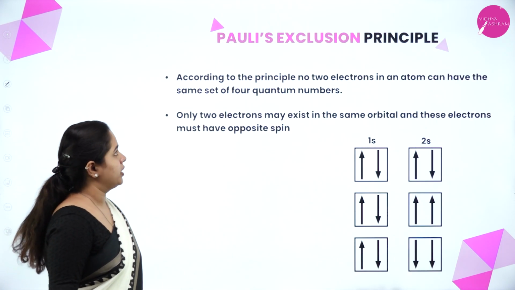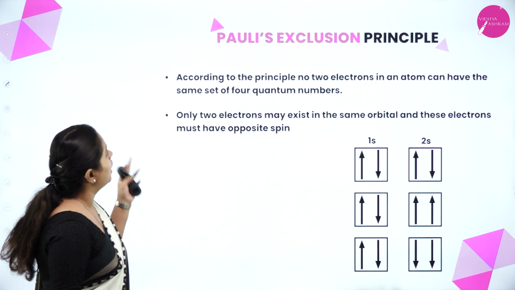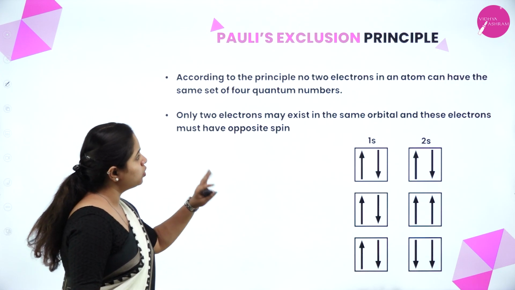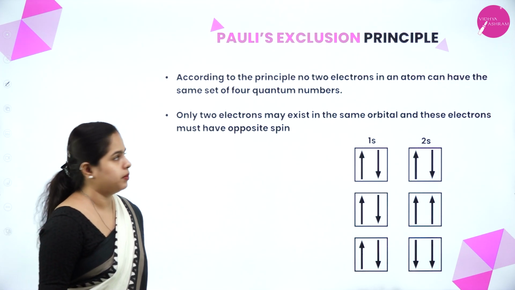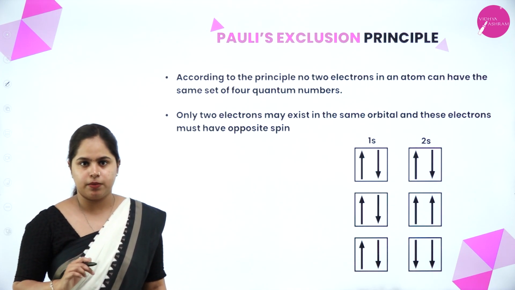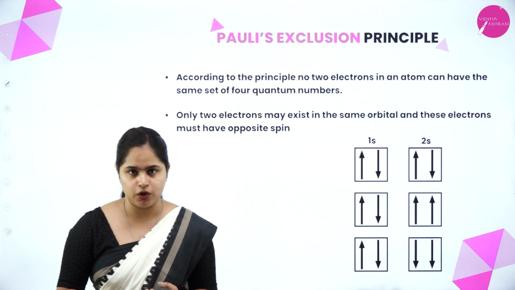Moving on to the next one, Pauli's exclusion principle. What does this say? According to the principle, no 2 electrons in an atom can have the same set of 4 quantum numbers. We have studied quantum numbers: the principal quantum number, azimuthal quantum number, magnetic quantum number and spin quantum number.